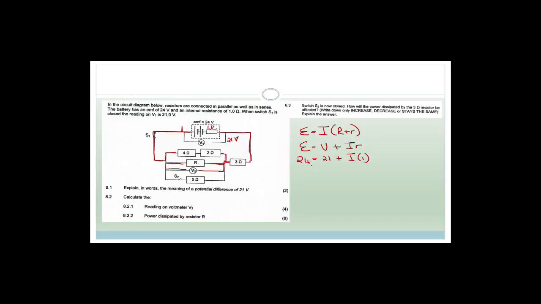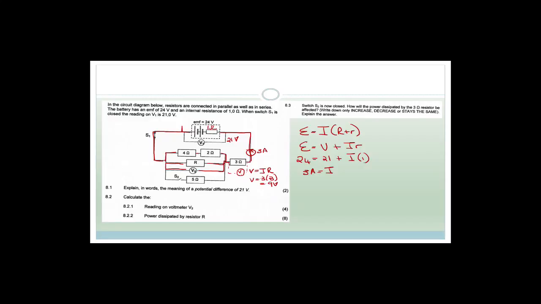So do you agree that 24 minus 21 is 3 amps? The 3 amps is the current through the main circuit. If I had to put an ammeter here, it's measuring 3 amps. Which means that if I put a random voltmeter here, I would be able to work out the volts there. V is equal to IR. So we've got V is 3 times 3, which is just 9 volts.